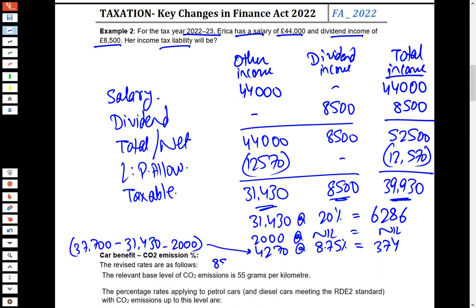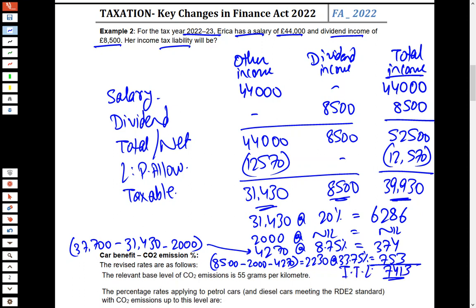Then let's look into how much dividend is left. So the total dividend is like 8,500, out of which 2,000 is exempt, and 4,270 falls into the basic rate. So the amount of dividend which has to be taxed is like 2,230, and this would be taxed at the rate 33.75%. As a result, this amount is 753, and the income tax liability amount is 7,413.